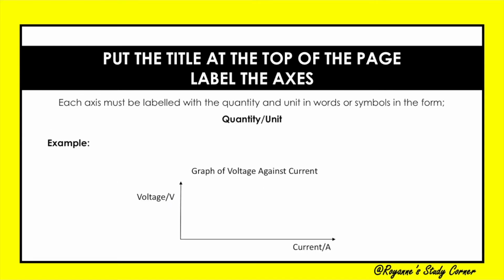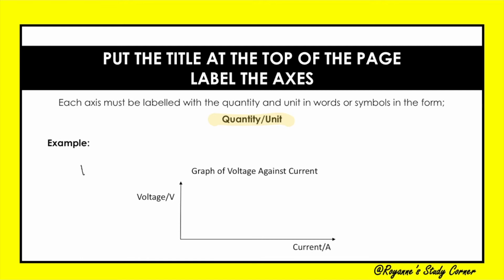What is our next step? Our next step is to put the title at the top of the page and then label the axes. Now our title will be graph of whatever against whatever, or whatever versus whatever. In this case, we have voltage and current, so we have graph of voltage against current, or if you choose to put graph of voltage versus current, that's up to you. Now, our axes have to be labeled with the quantity and the unit. And note that it says quantity / unit. So if you choose to write the symbol or the word, it's up to you.